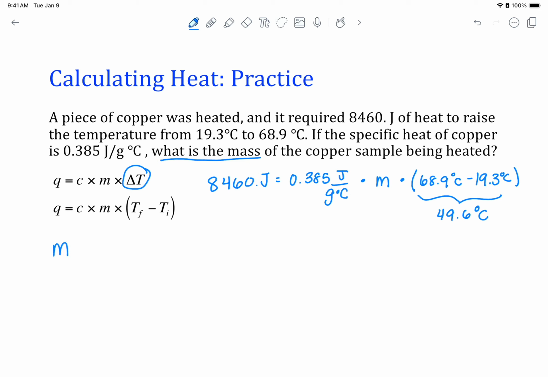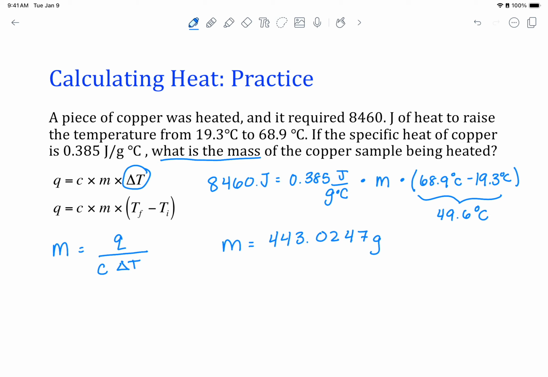So to solve for m, we just divide both sides. Our equation can be arranged to be m is equal to Q divided by C delta T. I have all those values in here, so I get that our mass is going to be equal to 443.0247 grams. I just took that 8,460 and divided it by 0.385 multiplied by 49.6. So I take my specific heat, multiply by my temperature, and whatever value I get from there, I then use it to divide the 8,460.